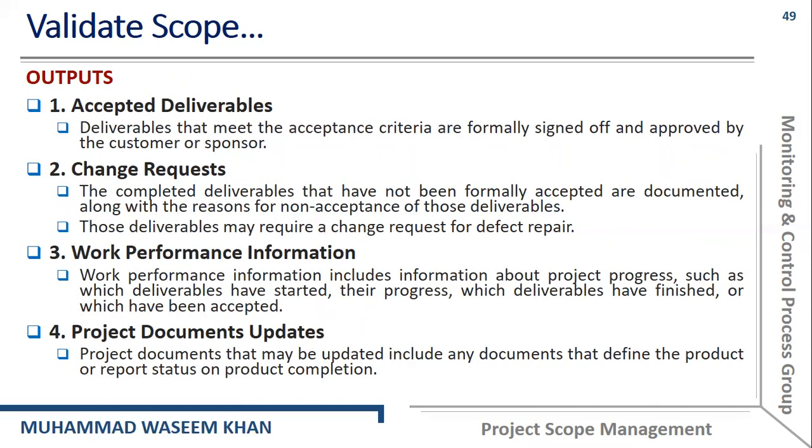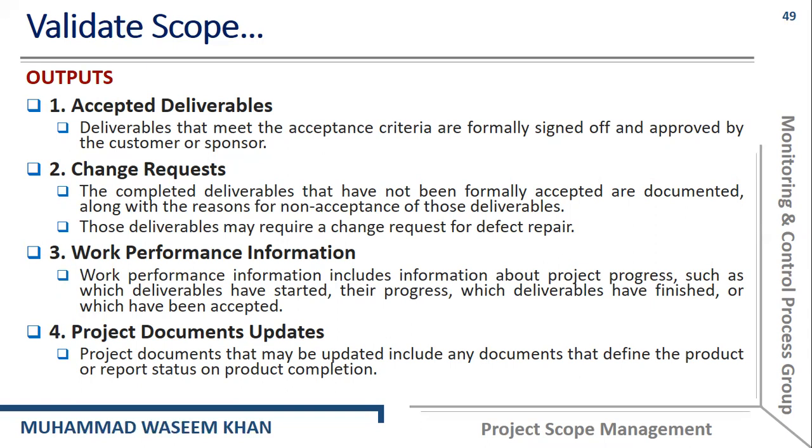Now let's talk about the outputs, which are very interesting. Outputs from the validating scope process. The first one is accepted deliverables. Obviously you all know that deliverables are those products or services or results that are produced as a result of the project, or as a result of different processes of the project, and that meet the acceptance criteria that are formally signed off and approved by the customer or sponsor or any other necessary stakeholder.